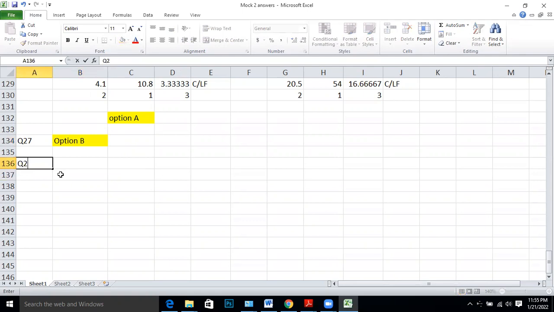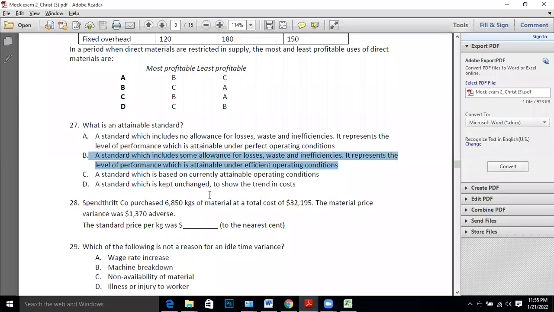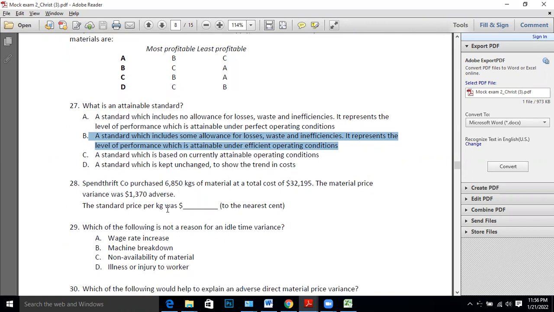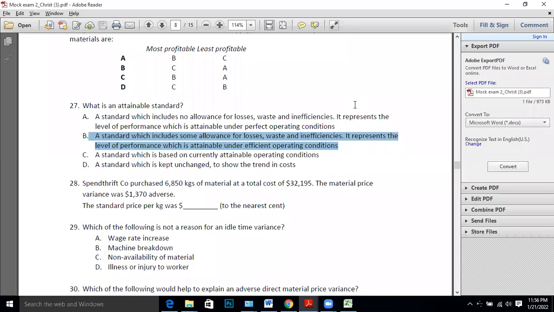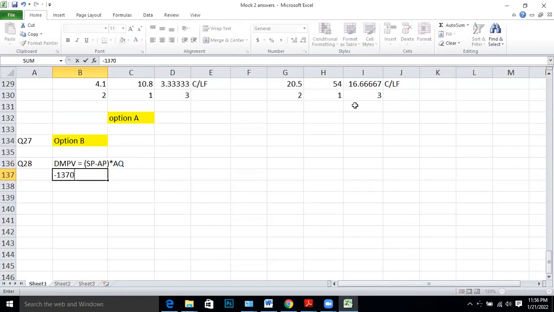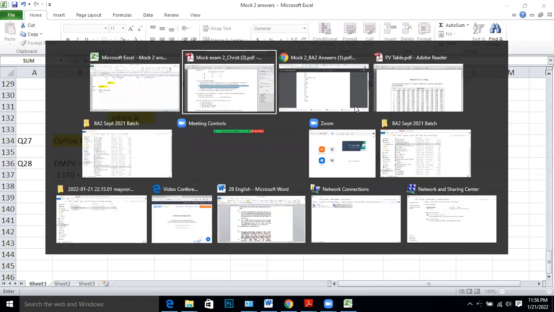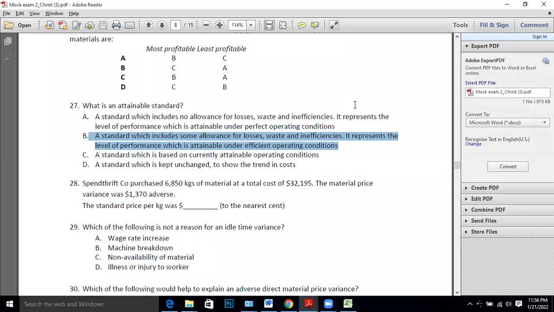Question number 28. Spendthrift company purchased 6,850 kilograms of material at a total cost of 32,195. The material price variance was 1,370 adverse. Standard price per kilogram? Price variance is given. Material price variance formula: standard price minus actual price, multiplied by actual quantity. Price variance is 1,370 adverse, so put it as minus. Standard price, we don't know. Well, that's what they're asking.